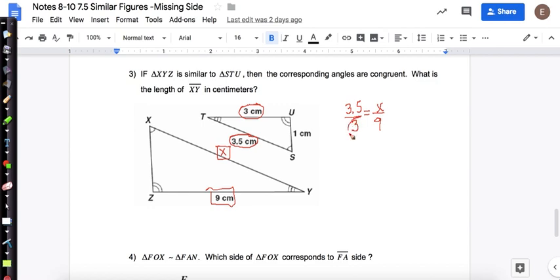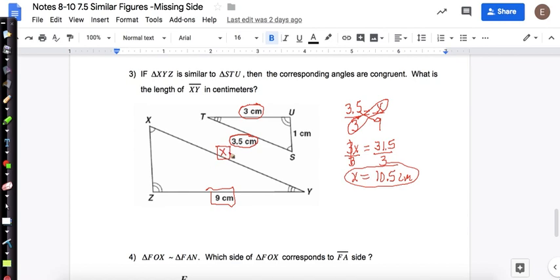Okay, so cross products, 3 times x is 3x. 3.5 times 9 is 31 and 5/10. The opposite of multiplication is division, so I've got to get the x by itself by dividing by 3. 3 divided by 3 is a 1 in disguise, so x equals 10 and 5/10 centimeters.